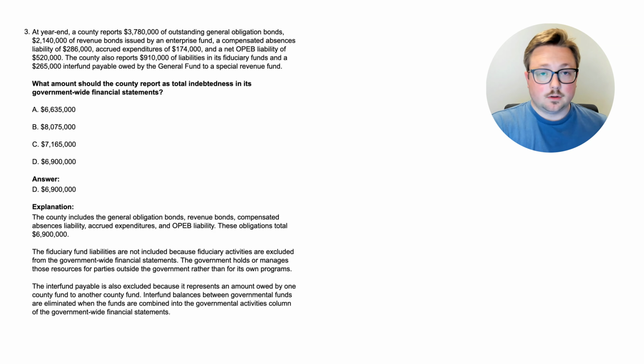So far, we've learned a lot of the things that are included in total indebtedness, but don't let yourself get confused. Anything that has to do with a fiduciary fund, which would be like a pension trust fund or a custodial fund or things like that, anything that's fiduciary and anything that is interfund payable is not going to be included in total indebtedness. So don't get confused by those things. They're not going to be included. So we learned again another rule there. Now let's go to the next question.